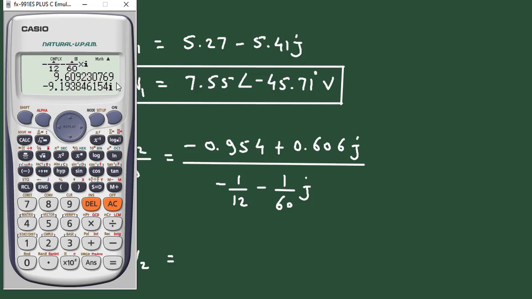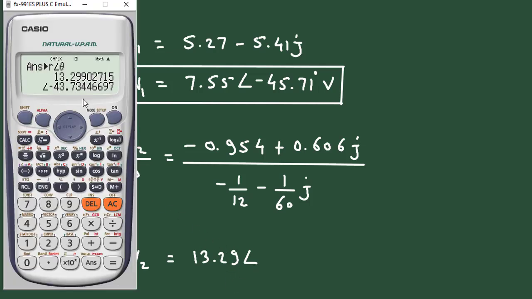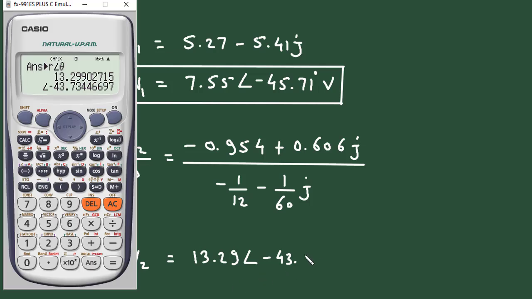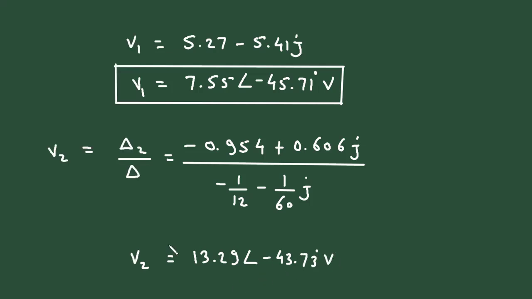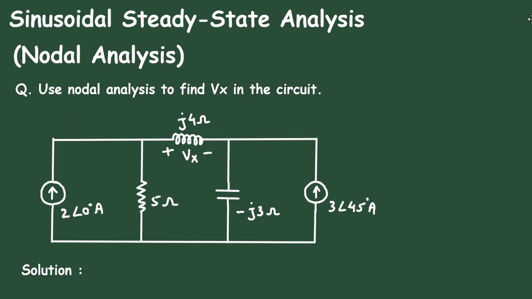So it is equal to this much in rectangular form. In polar form this will be, shift to 3, so it is 13.29 at an angle minus 43.73 degree volt. So this is the answer for V2. Now we got the value of V1 and V2. Now here in this problem, what we have to find? We have to find the value of Vx.